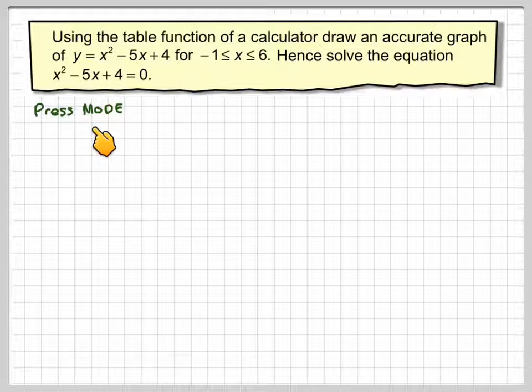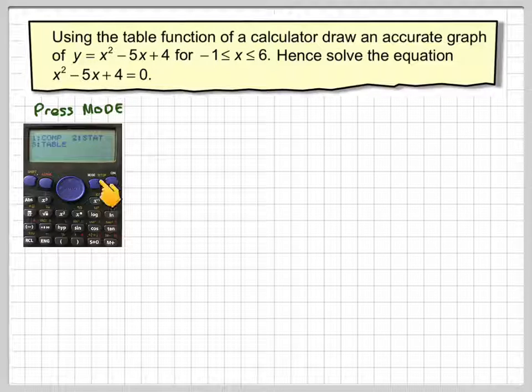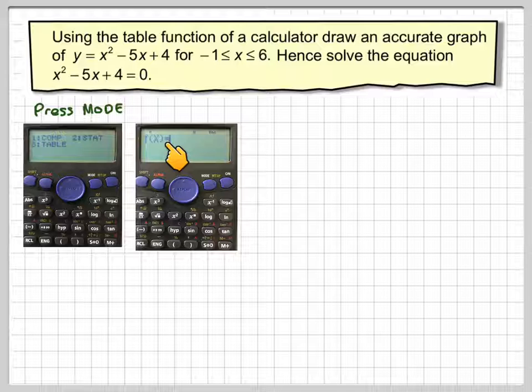So, press the mode function. This is going to be based on the Casio type calculator. The mode button is here, and then obviously select 3 for table. Then the FX button comes up.